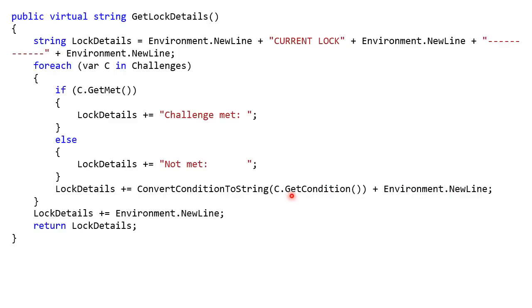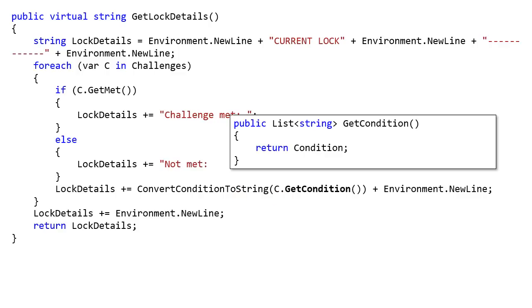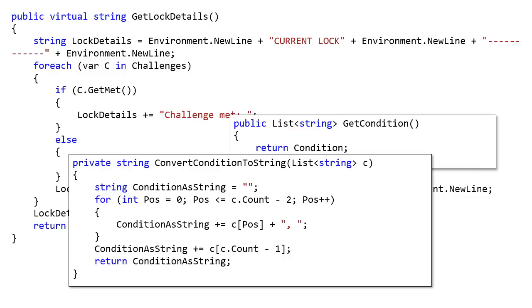So let's have a look at what's happening here. Get condition itself is another fairly straightforward get method, which is returning a list of strings. That's the list of strings that makes up the conditions for the current challenge. Convert condition to string takes that list of strings representing the conditions and basically goes through them and formats them so that they are properly formatted so that they can be output.